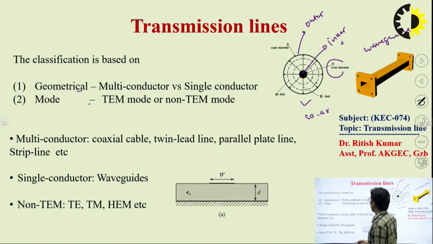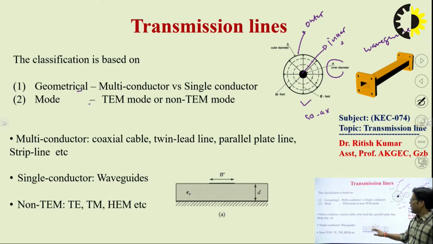Secondly, the TEM mode and non-TEM mode. Here we defined non-TEM mode: we have TE, TM and HEM mode. TEM mode is nothing but a transverse electromagnetic mode, and non-TEM modes are TE, that is transverse electric mode, transverse magnetic mode, and we have another kind of mode, that is hybrid electromagnetic mode. Here we define the structure of microstrip line as well. This also has more than two conductors, where we have the center conductor here, and this one is the ground conductor. So we can say microstrip line also has a multi-conductor based structure.